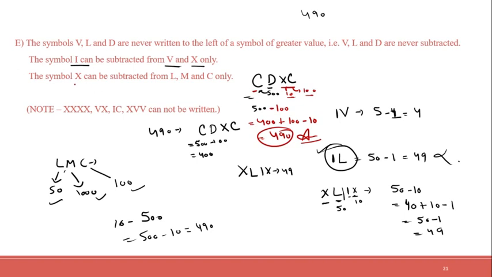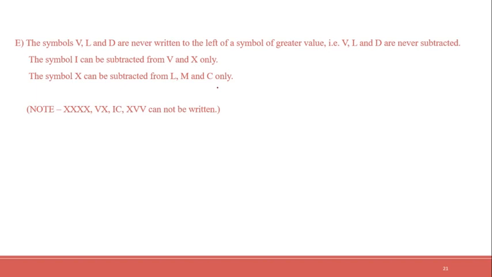So remember this rule. These two should be remembered: only 1 can be subtracted from 5 and 10, and only 10 can be subtracted from 50, 1000 and 100. Got it? So this is what this rule says. Now come to this note. What does this note mean?